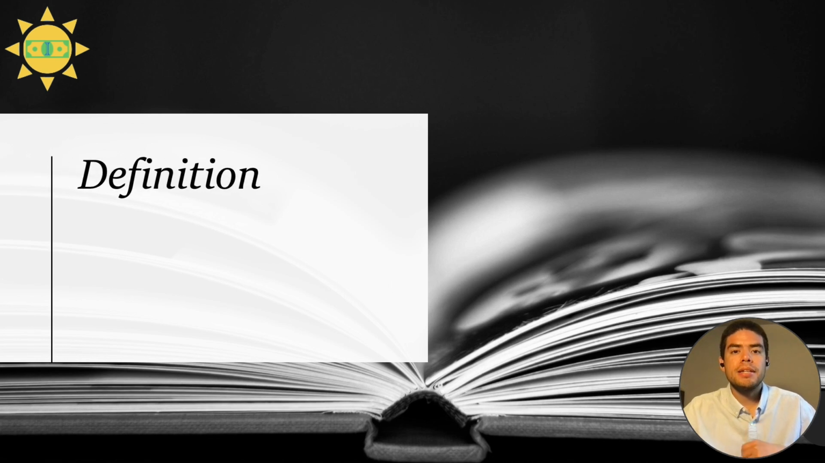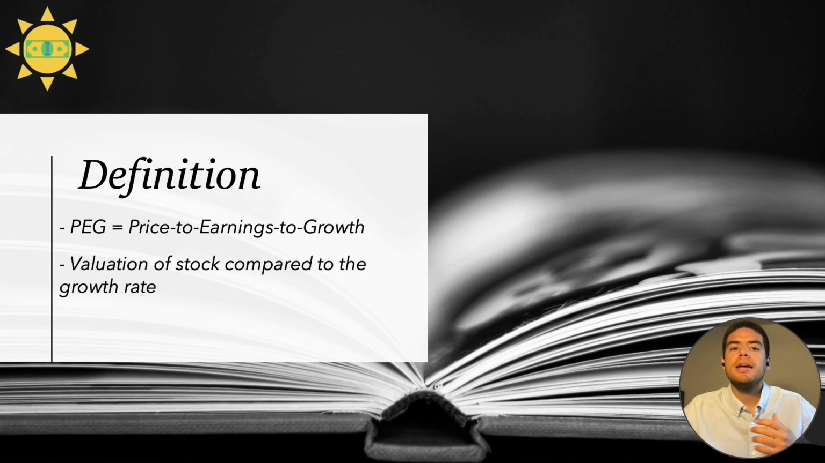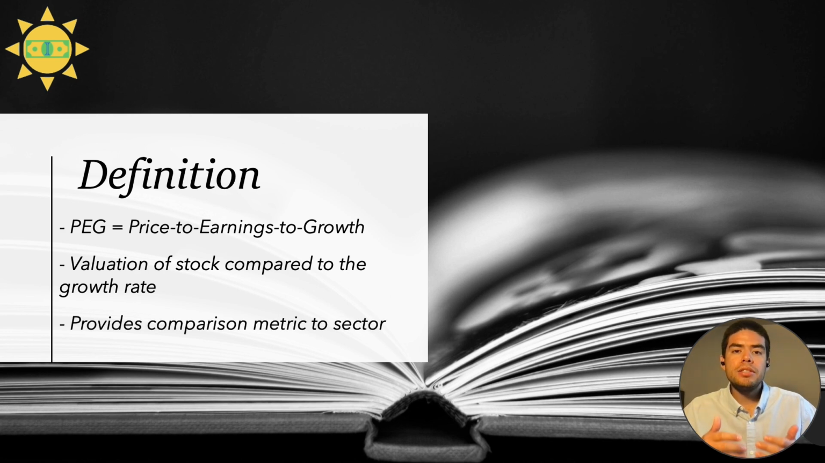Great, now let's begin. So let's start off with the definition of the PEG ratio. PEG stands for price to earnings to growth. It is a valuation of a stock compared to its expected EPS growth rate, and its use is in being able to provide a comparison metric between stocks in the same sector or of the same type. I'll go through this in a little more detail in just a second.